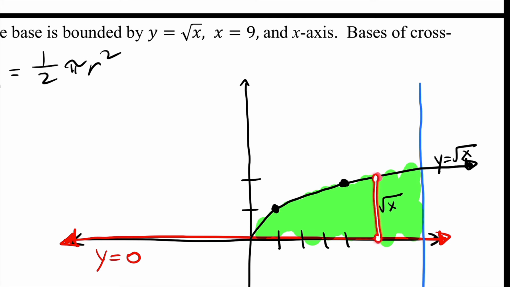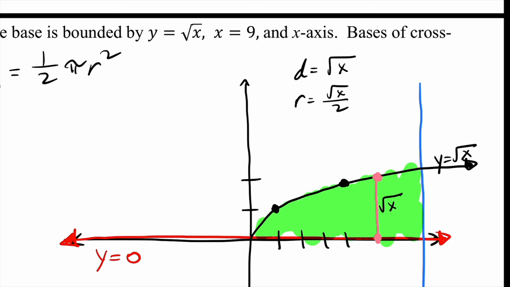The diameter is the square root of x. Well, I don't need the diameter, but the diameter and the radius have a relationship. What relationship do the diameter and the radius have? Exactly. Radius is half. So this is going to be the square root of x divided by 2, or 1/2 the square root of x, whatever you want to say.